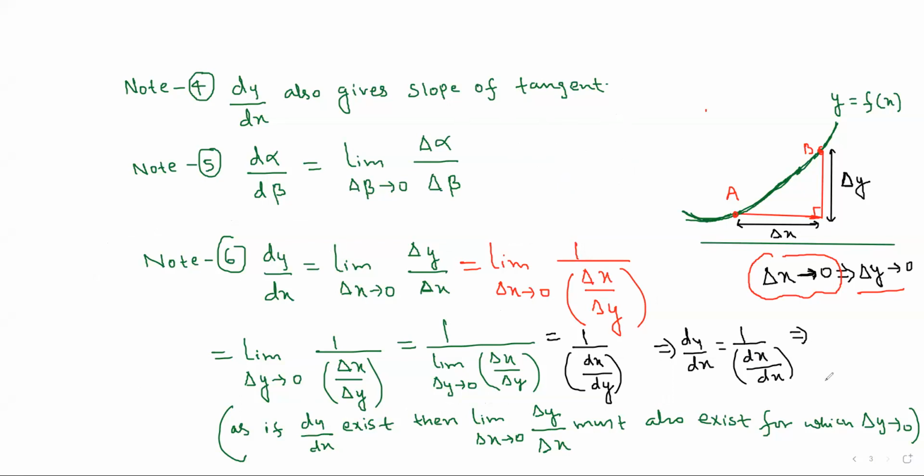So dy by dx into dx by dy is equal to 1. That is the important observation in front of you, which I discussed. Observe the statement and the manipulation, and ask me if you have any doubt. Observe this explanation, because it is a very important concept.